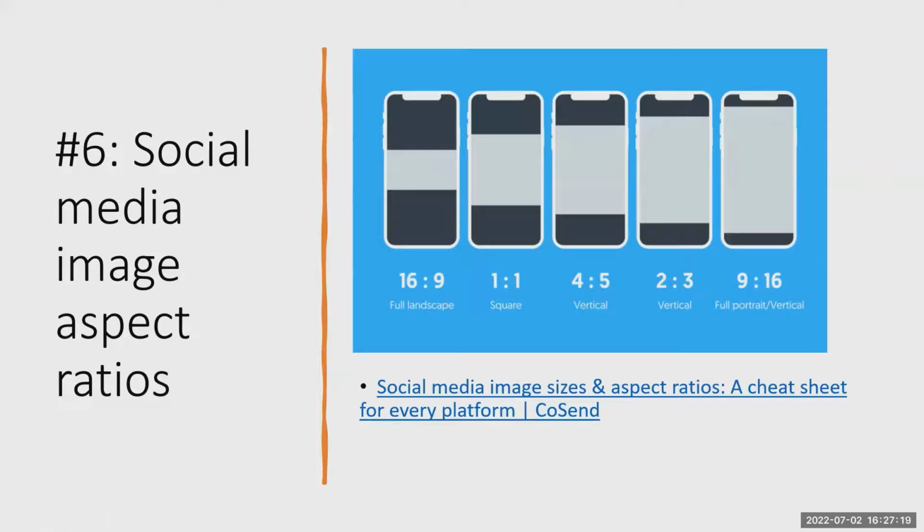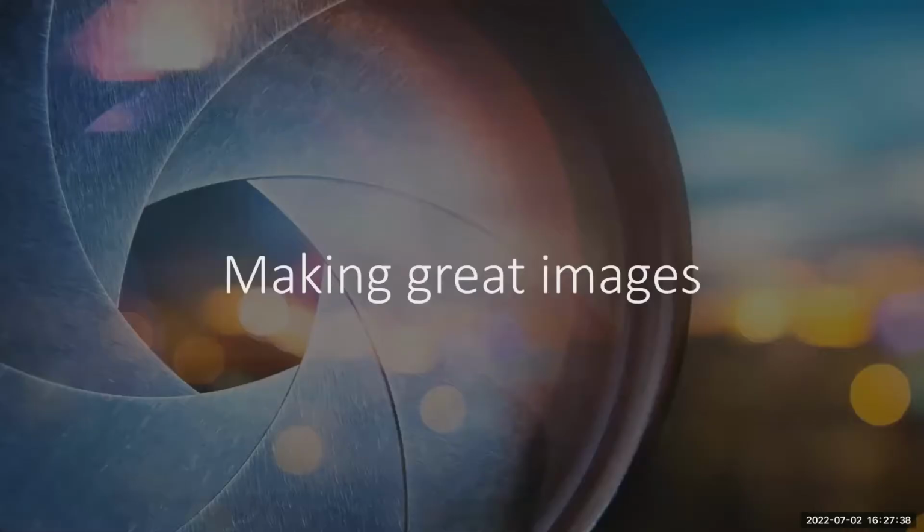Let's move on to the compositional aspects of photography now. We are done with setting up the camera for a smartphone camera. We'll just move on to the compositional aspects of photography. We are now going to make great images. All of you are going to make great images. I have no doubts about it.